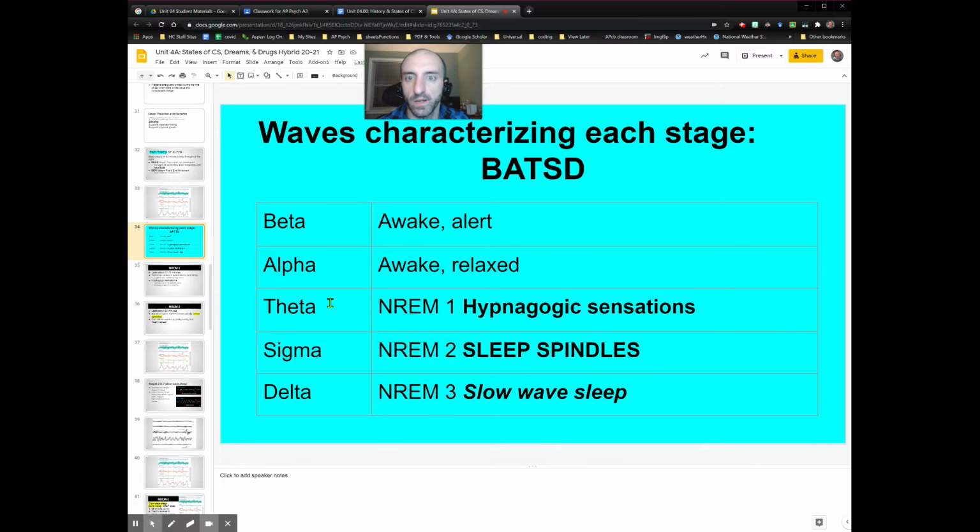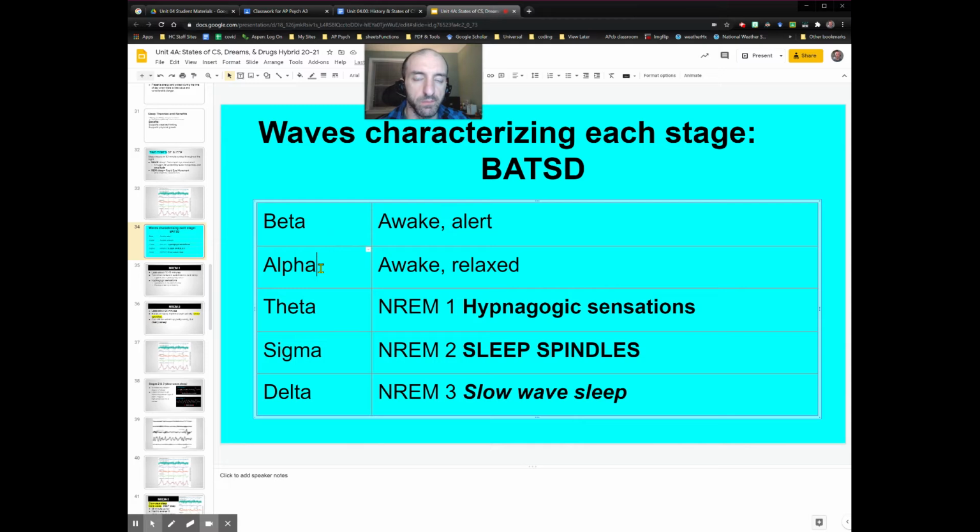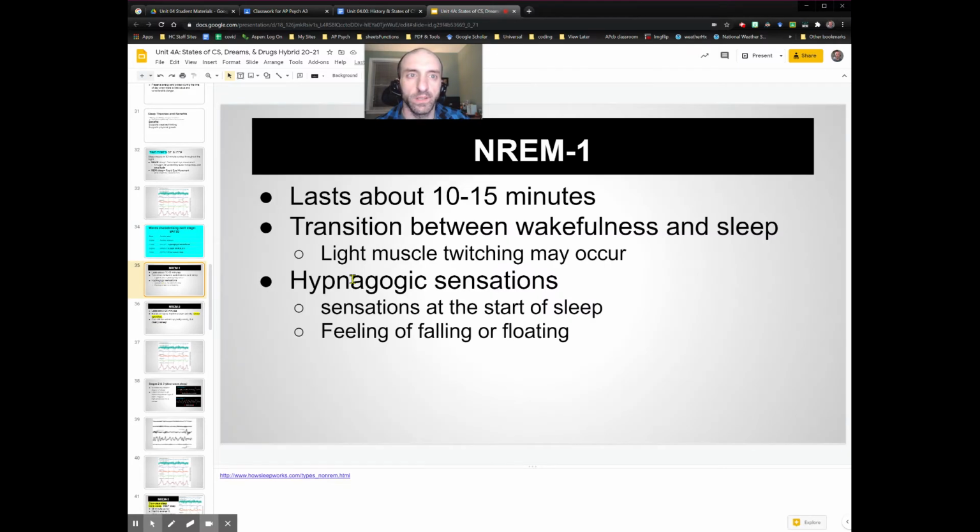Here. All right, so these are both awake states, beta and alpha, most alert and more relaxed, and then we transition into sleep here. NREM1, hypnagogic sensations are NREM1, and this is when, if you fall asleep sitting up, or I don't know if it happens to everybody, but if you're lying on your back, you flinch. Whoa, feels like you're falling. That's this stage of sleep. It's when you're first falling asleep.